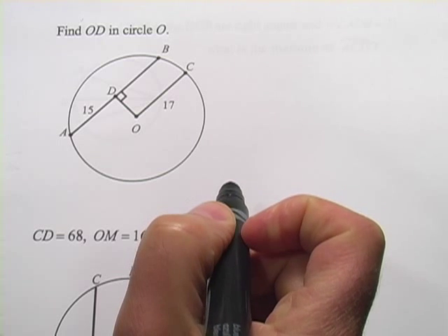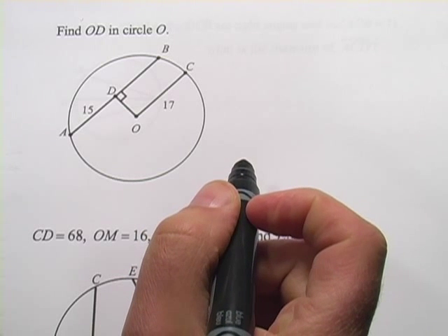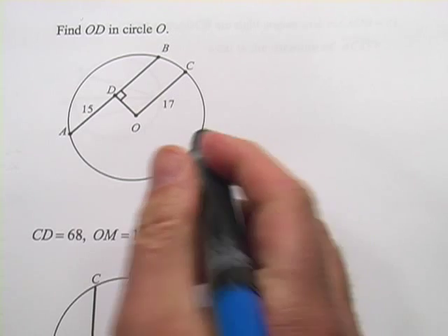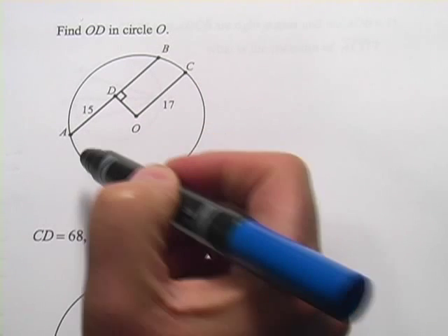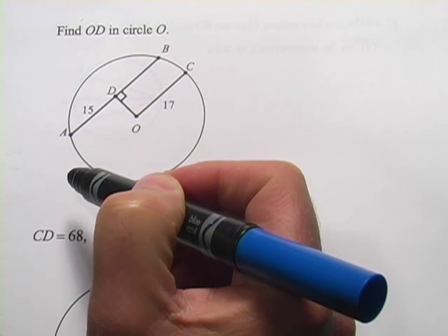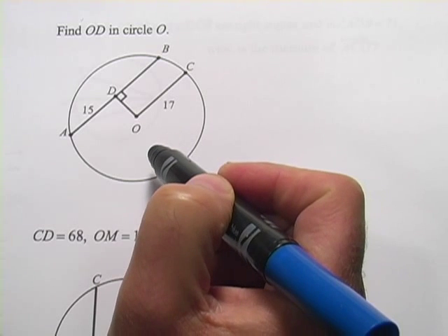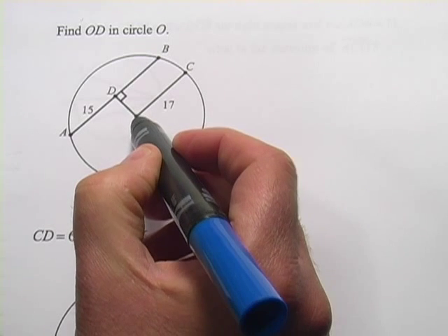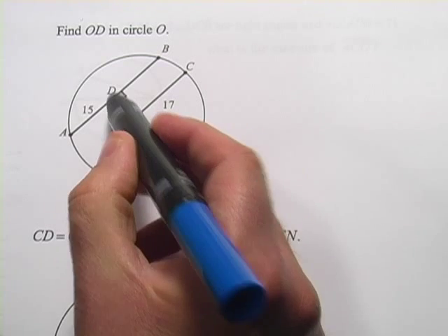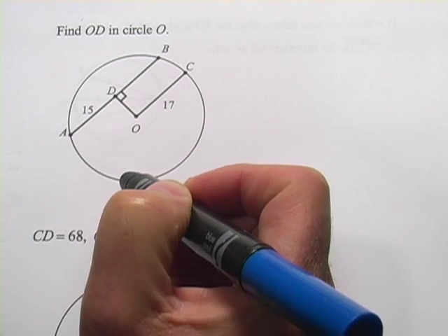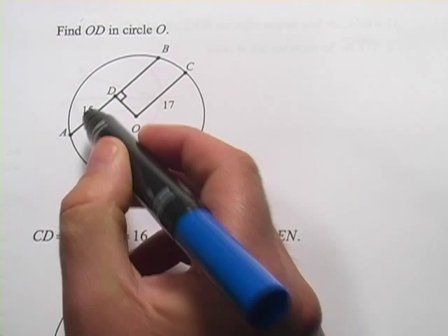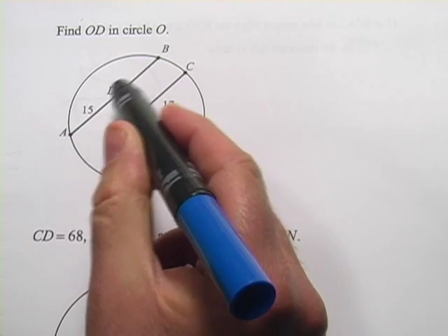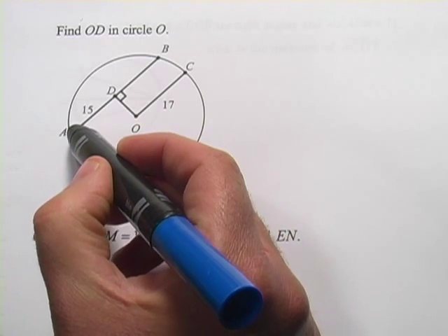In these problems, we're dealing with chords of circles and intercepted arcs. A chord is a line that goes from one edge of the circle to the other. One of the properties of chords that you should know about is that if you have a line that comes from the center and intersects the chord at a right angle, it bisects the chord, so it cuts it into two equal parts.